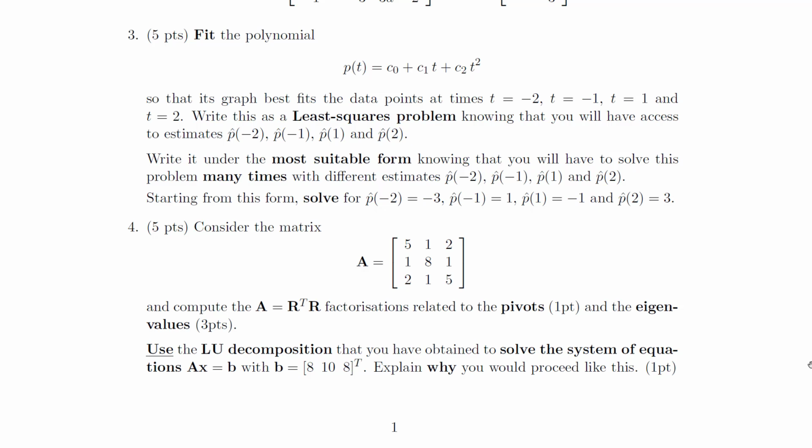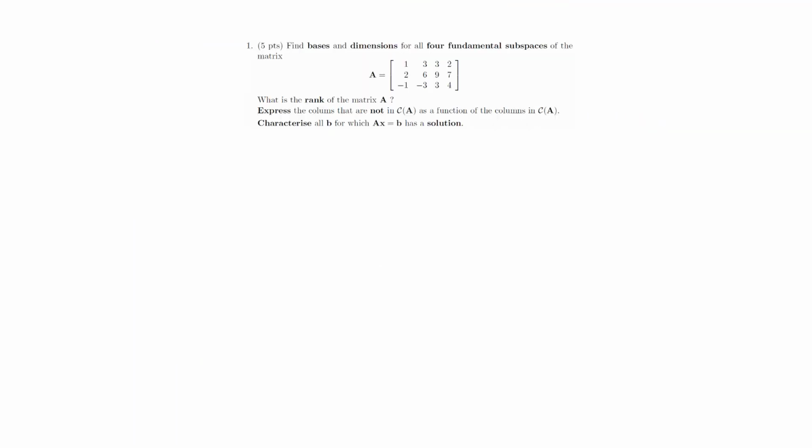A is equal to R transpose R, one based on the pivots and one on the eigenvalues, and then you have to use the LU decomposition to solve a system of equations Ax is equal to b for a b that is given. Well, let us start with the first question.